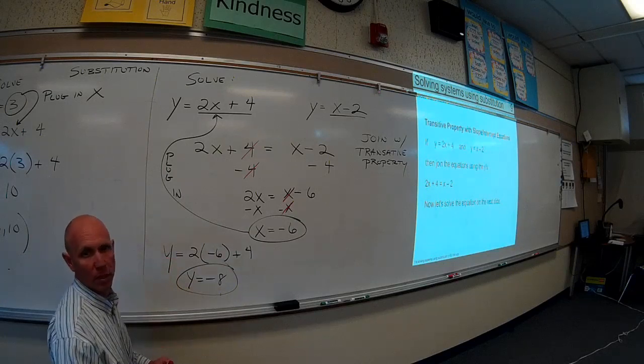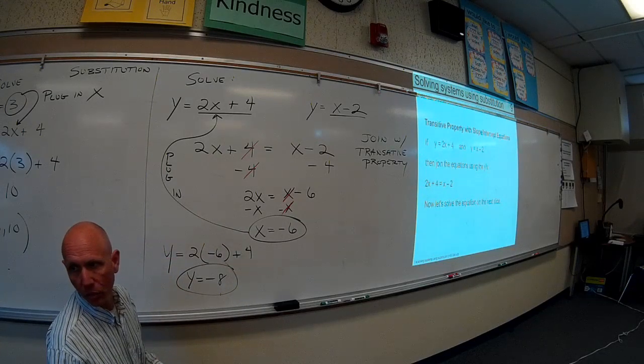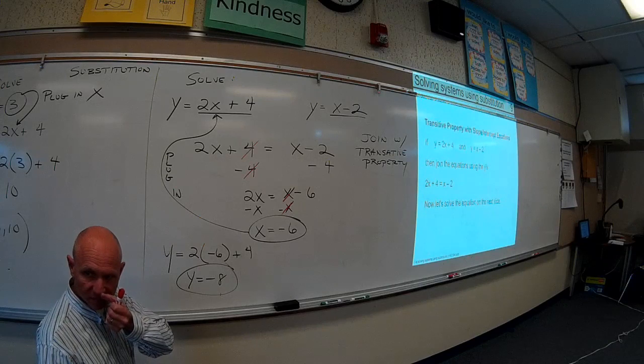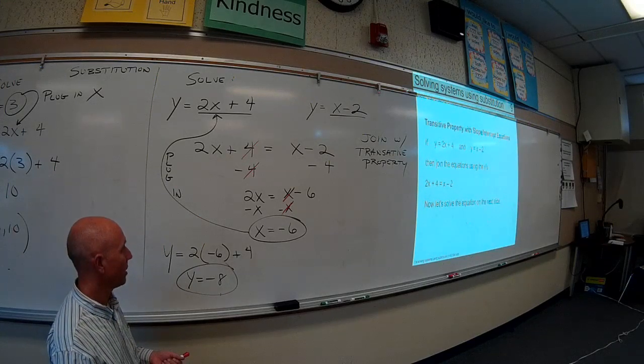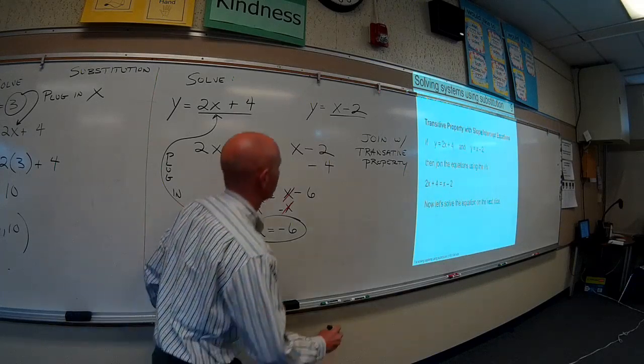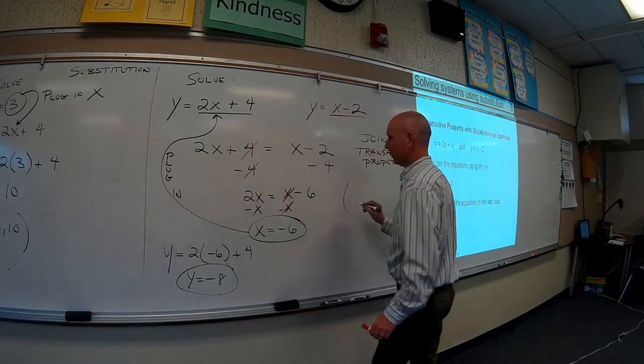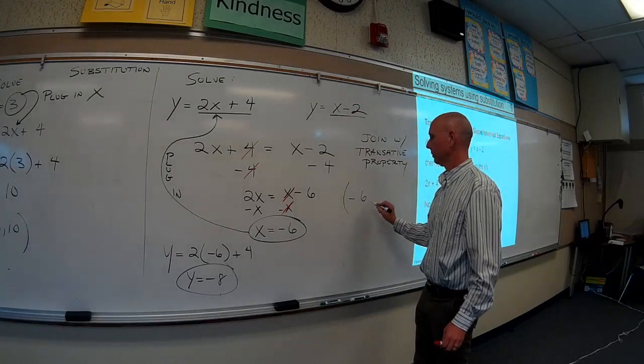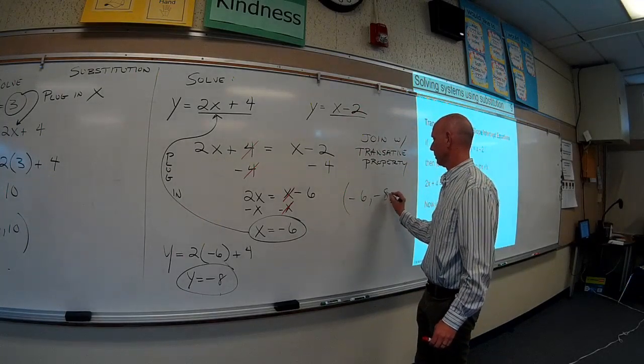Put it together for me. Who can be the point builder? Trent, can you point build? You have all the pieces for a point. Oh, yeah. So x would be -6, and then y would be -8.